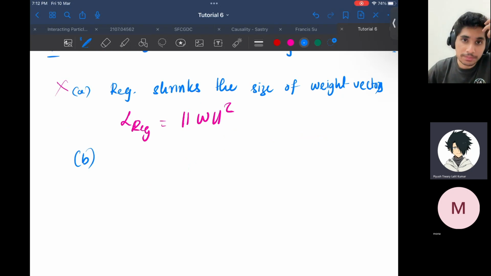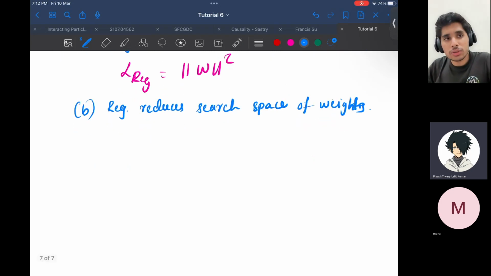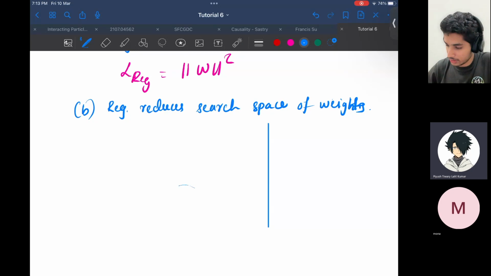So coming to the B option, what the B option says is that regularization reduces the search space of weights for the network. So is this true? Well, it is actually true. Why? Let me illustrate it using some example.